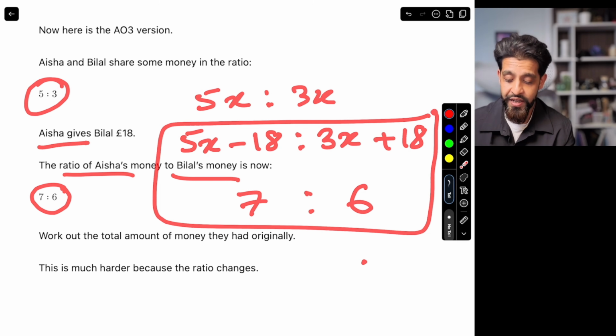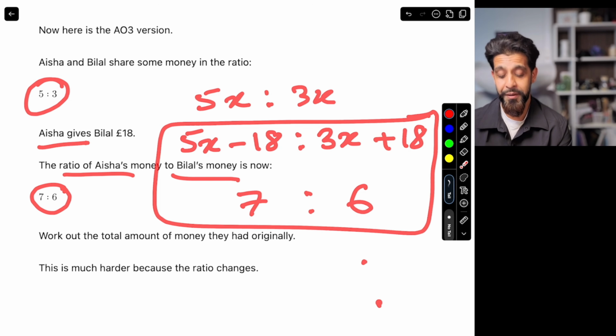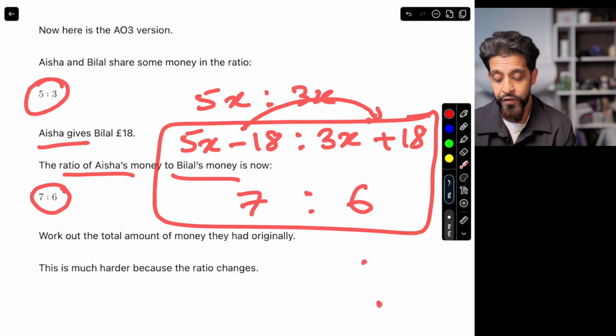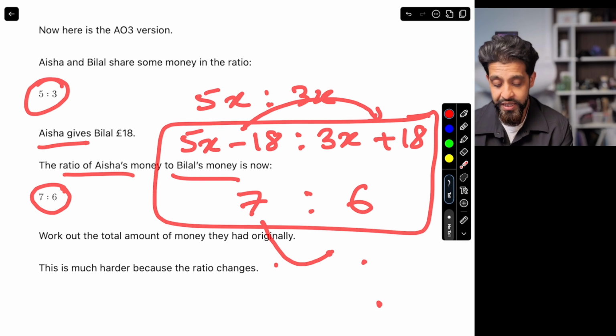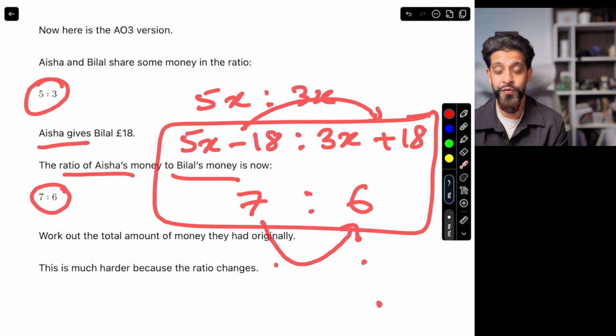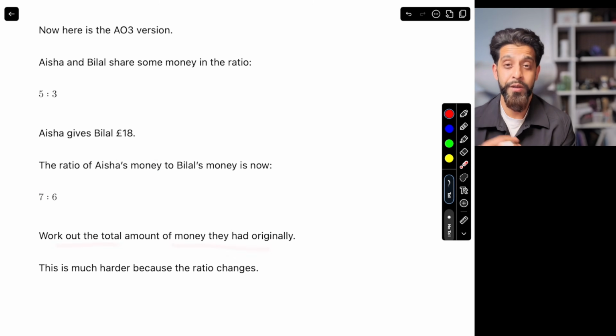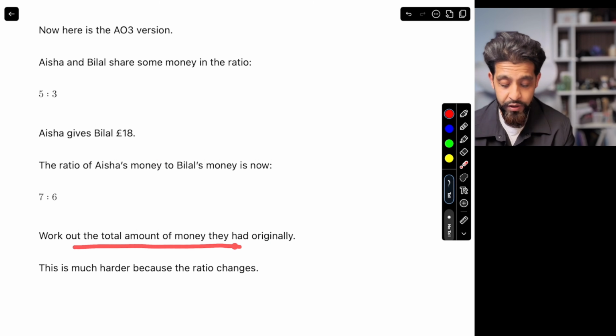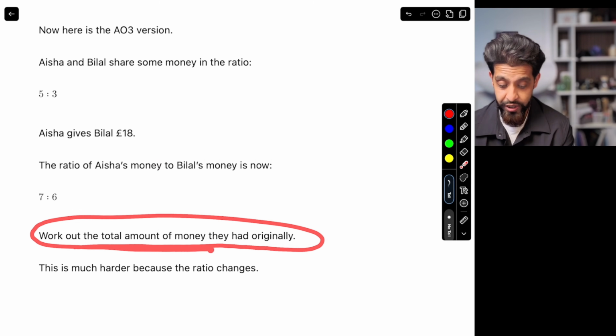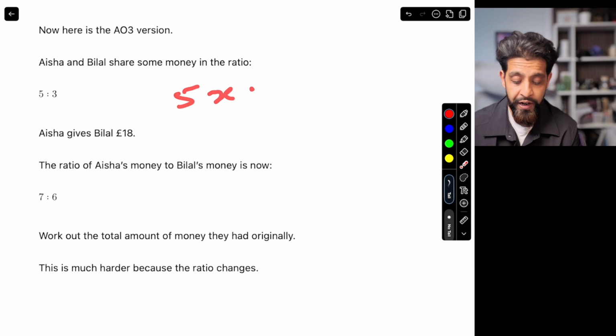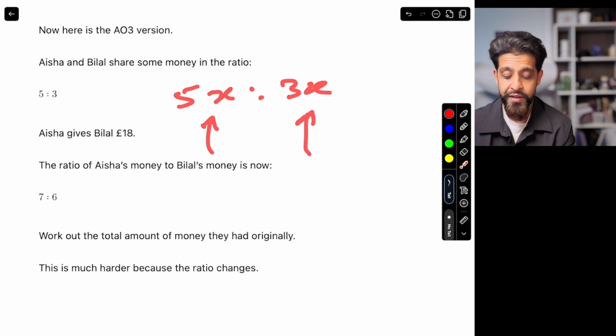So this is something that you have to be able to set up. And then, of course, you're going to do 5x minus 18 over 3x plus 18 is equal to 7/6. And then you just solve the rest of that. And that's just algebra. And once you've found the value of x, you can work out the total amount of money that they both originally had, because you can just sub it back into 5x and 3x and then done.